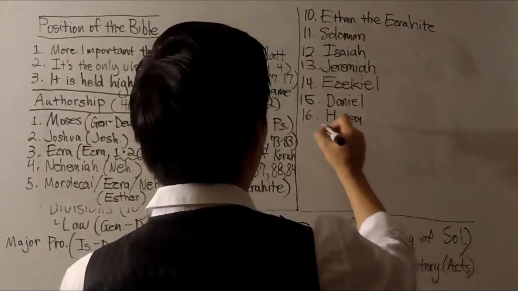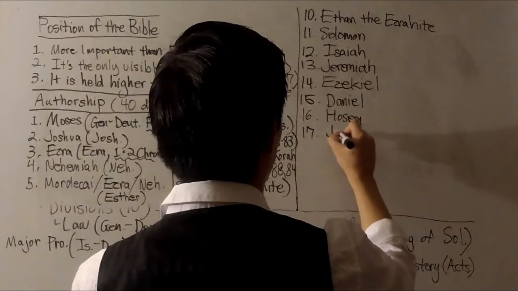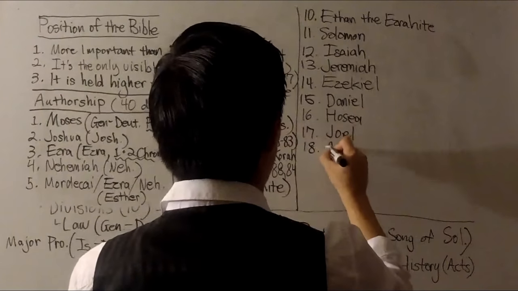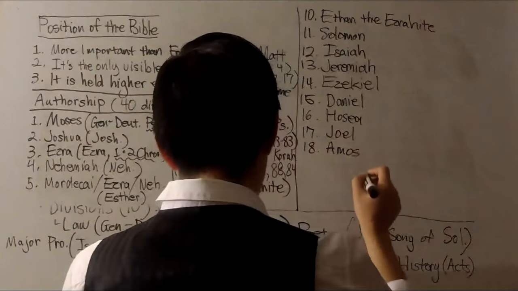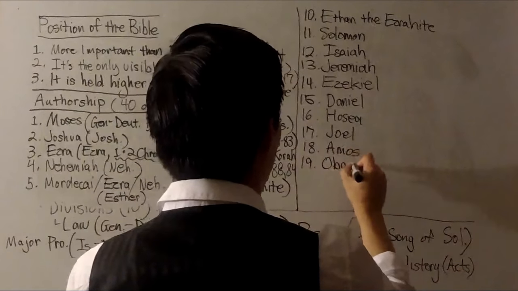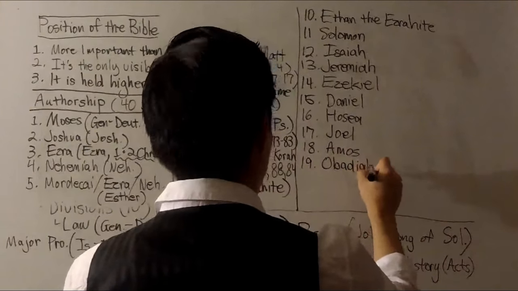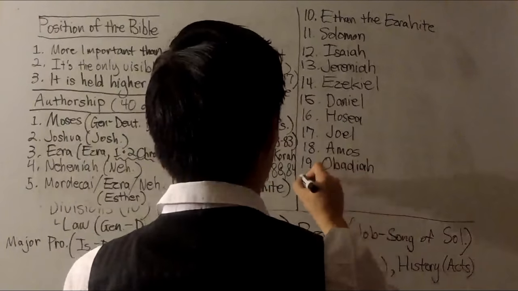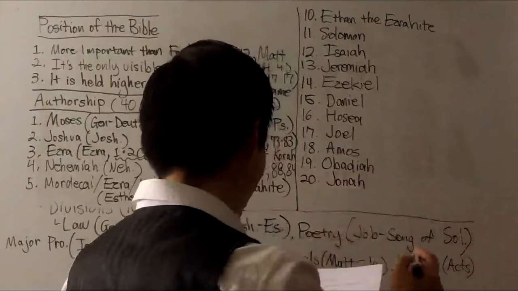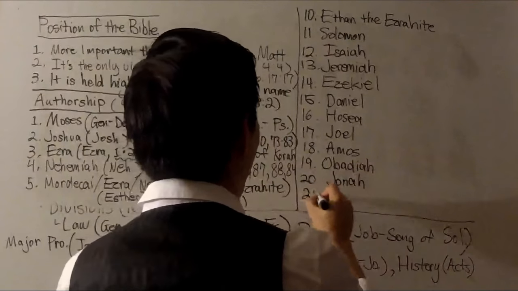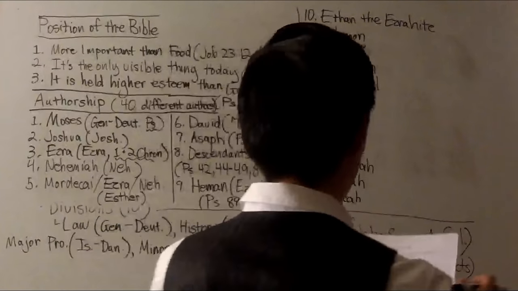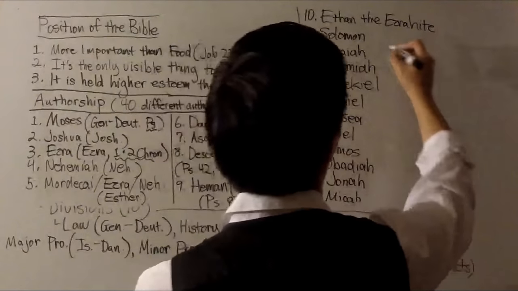Joel, what did he write? Simple. Joel. Amos, what book did he write? Simple. Amos. Obadiah, what book did he write? Simple. Obadiah. Jonah, what book did he write? Jonah. And you can guess. Micah, what book did he write? Micah. Yeah, Micah. Don't say Psalm 71, all right?